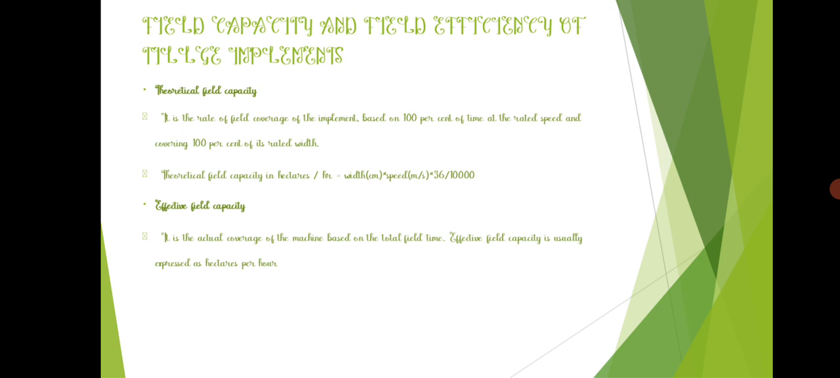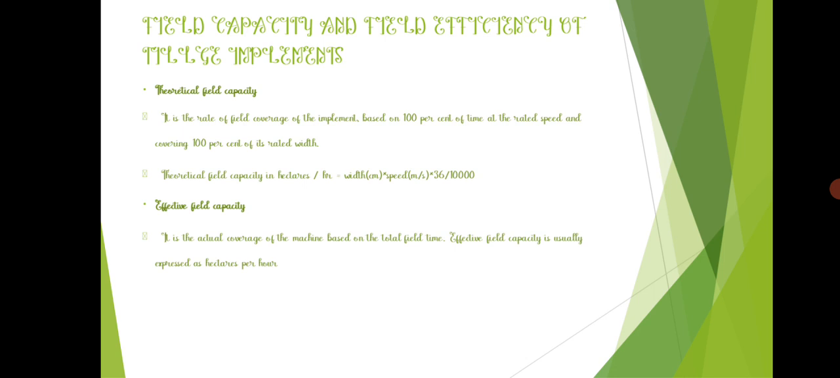Theoretical field capacity is the rate of field coverage of an implement based on 100% of time at the rated speed and covering 100% of its rated width. Theoretical field capacity in hectare per hour is equal to width into speed into 36 divided by 10,000.